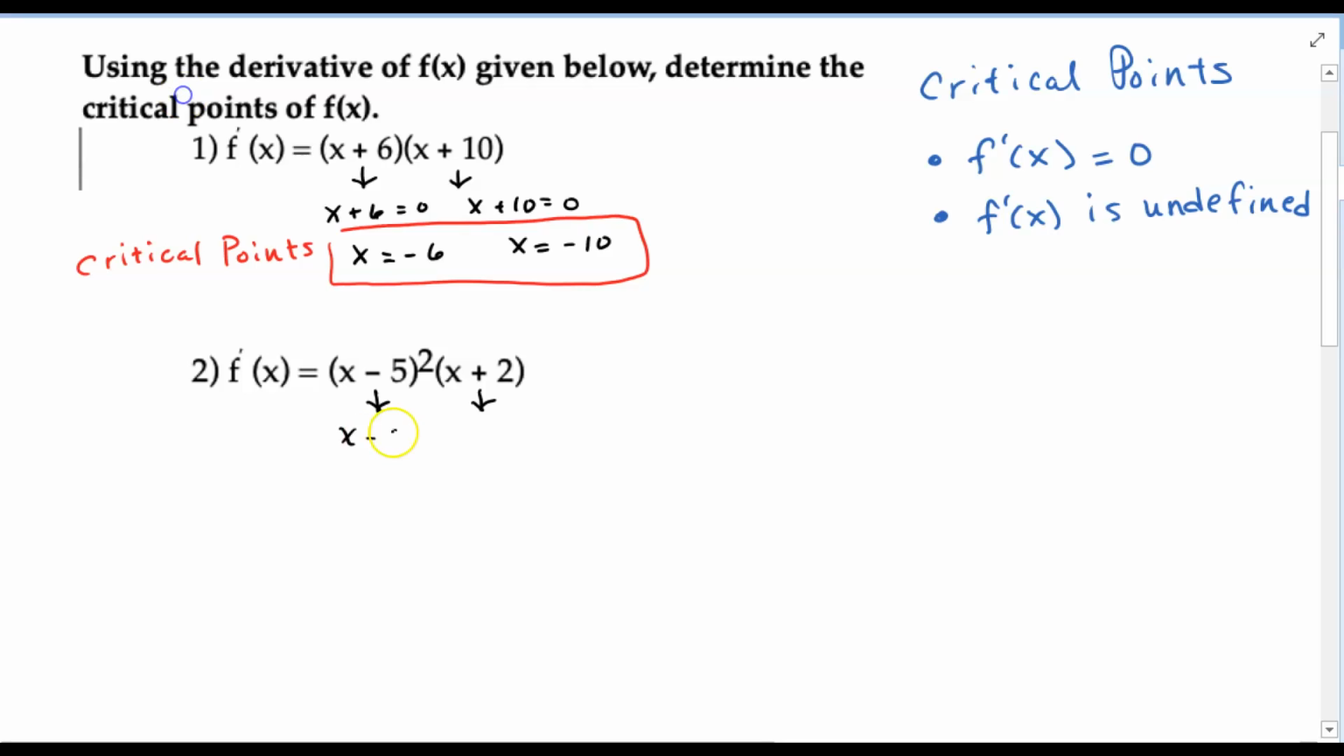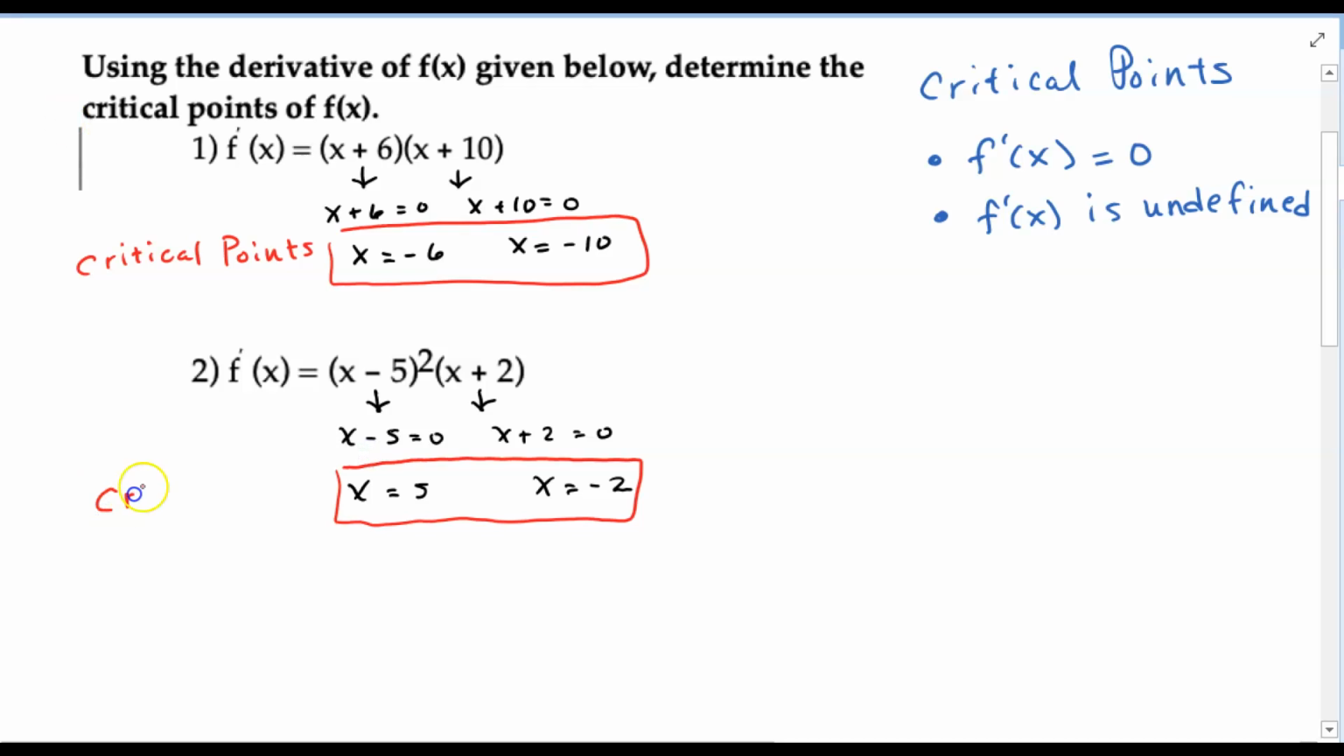It's really brief. x minus 5 equals 0, x plus 2 equals 0. So here we have x equals 5, and here we have x equals -2. All right, so there again we have our critical points.